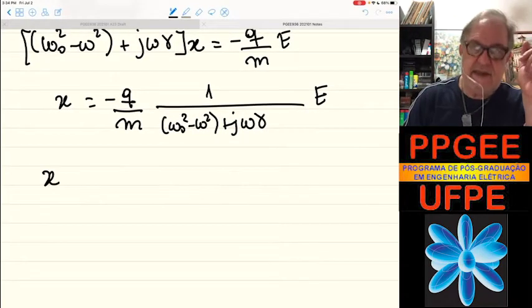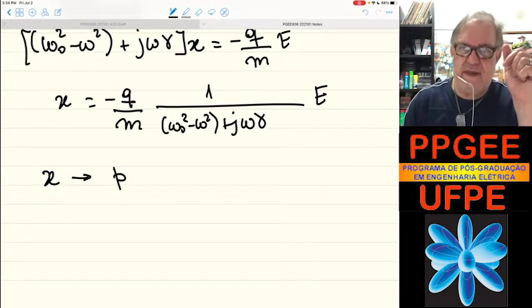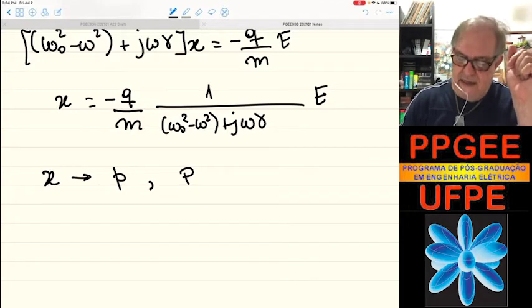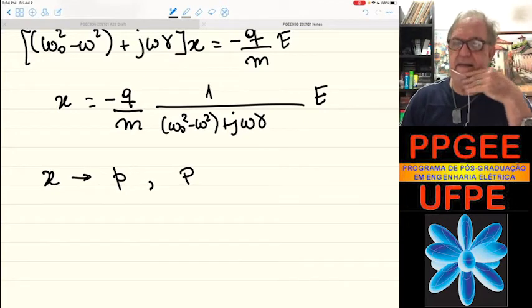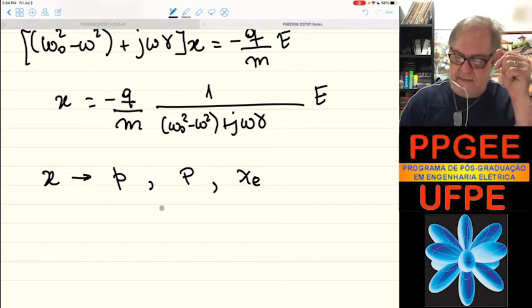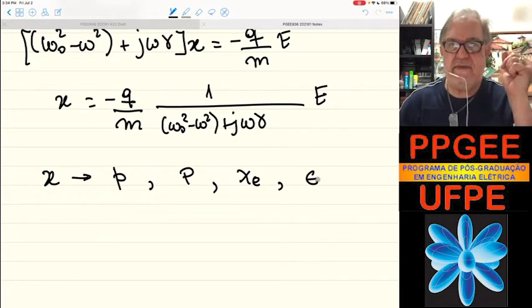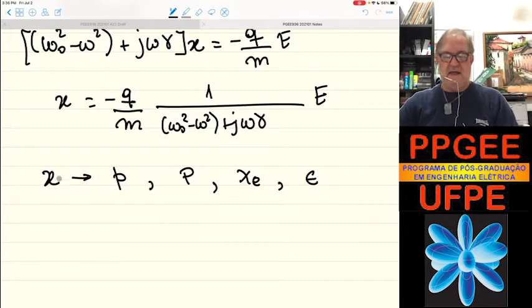Calculate the displacements, calculate the dipole moment, P, calculate the polarization, then you calculate the susceptibility, because we relate polarization with field by a susceptibility, then you go to the permittivity. Once you have susceptibility, you have the permittivity. That's a step-by-step procedure. So that's what we are doing.